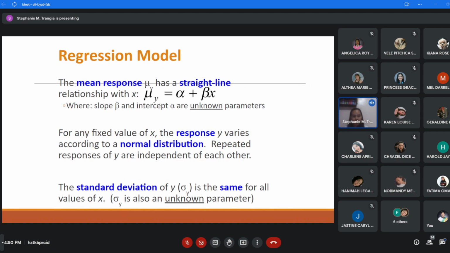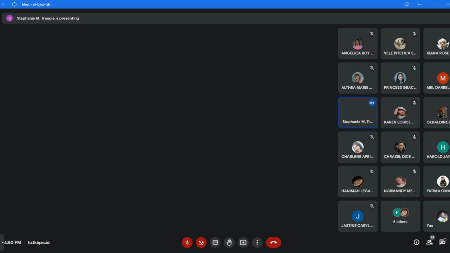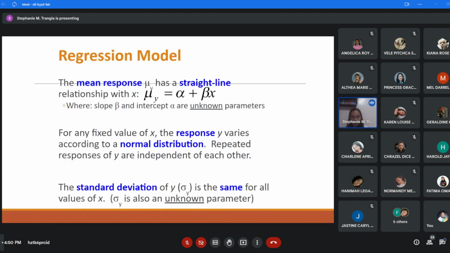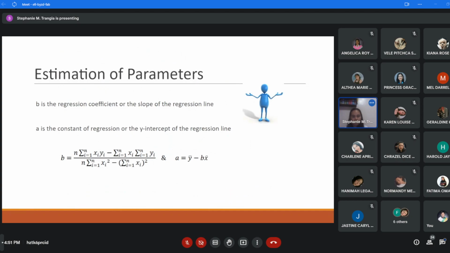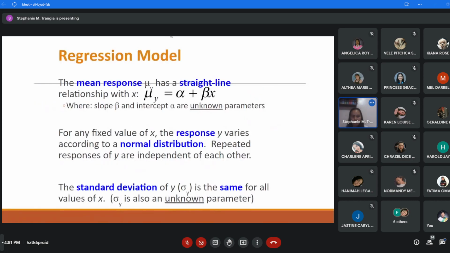Okay. So, for any fixed value of x, the response y varies according to a normal distribution. Repeated responses of y are independent of each other. So, the standard deviation of y, sigma sub y, is the same for all values of x. The sigma sub y is also an unknown parameter. This time, we will estimate beta, katong beta ninyo class, kani murag b bitaw, and alpha using a.